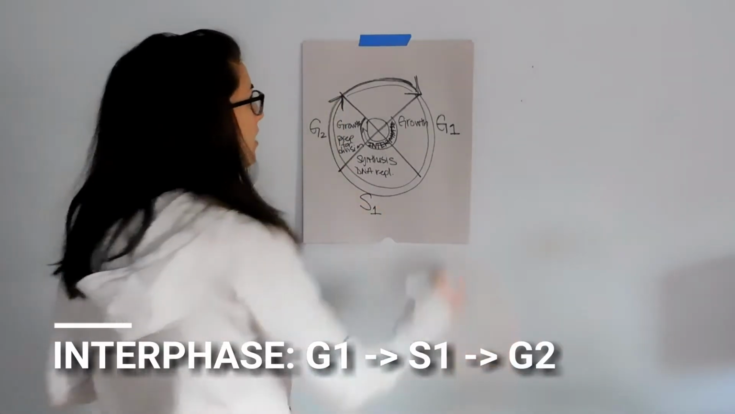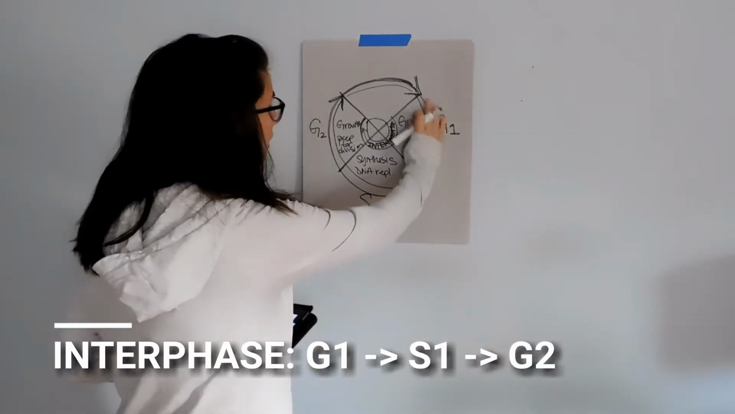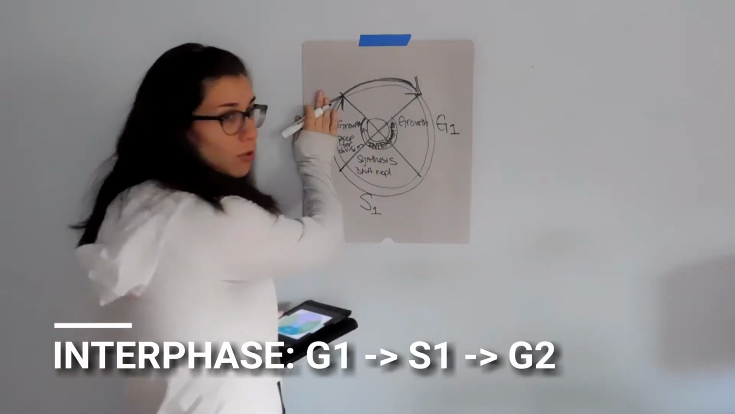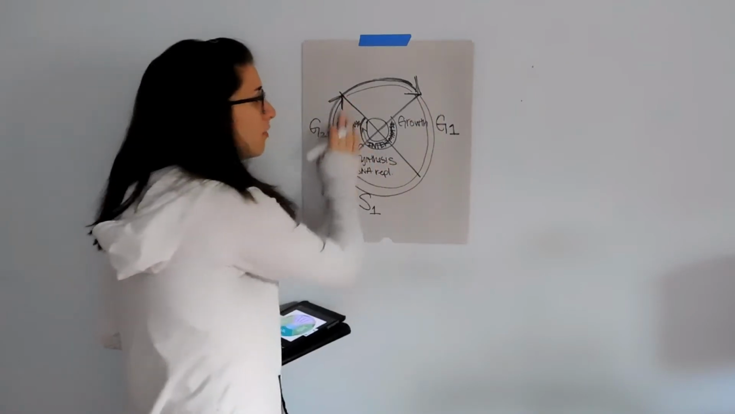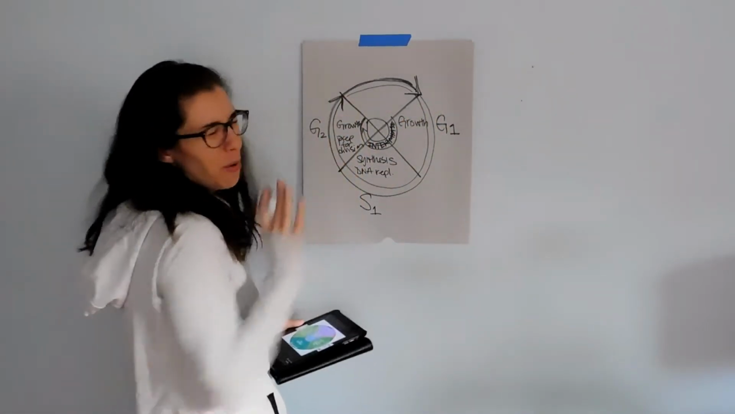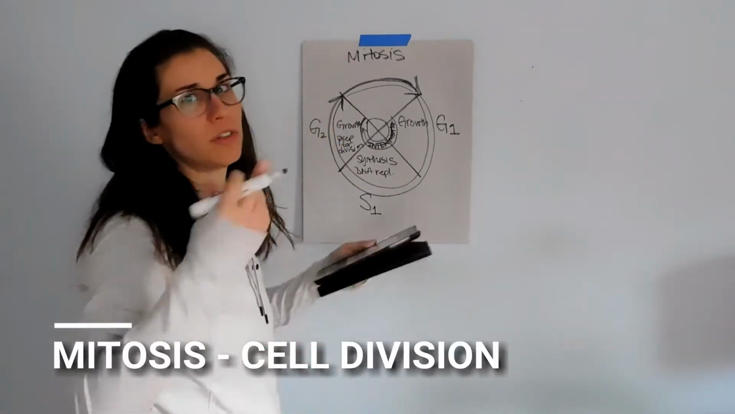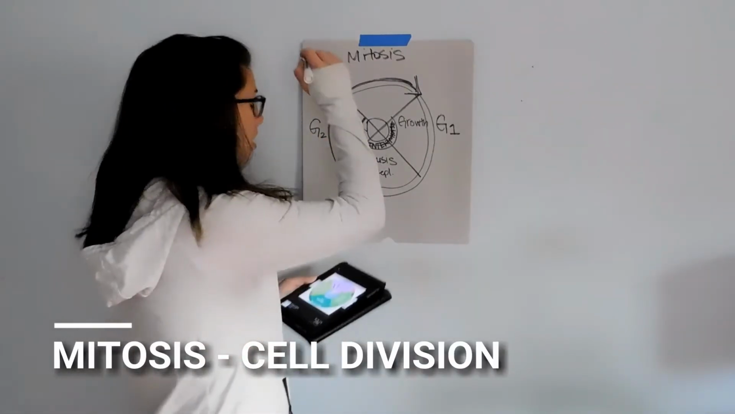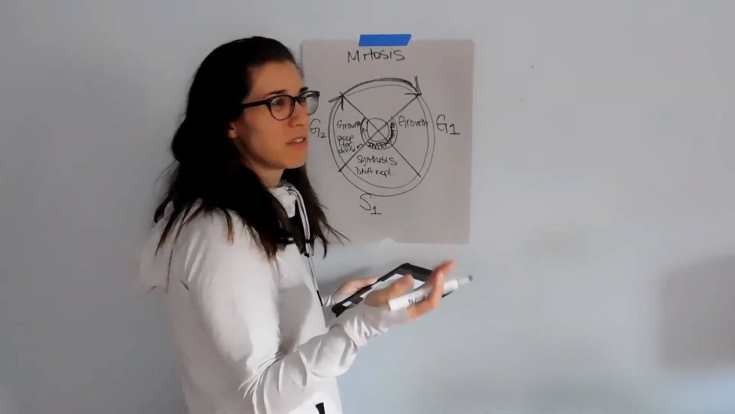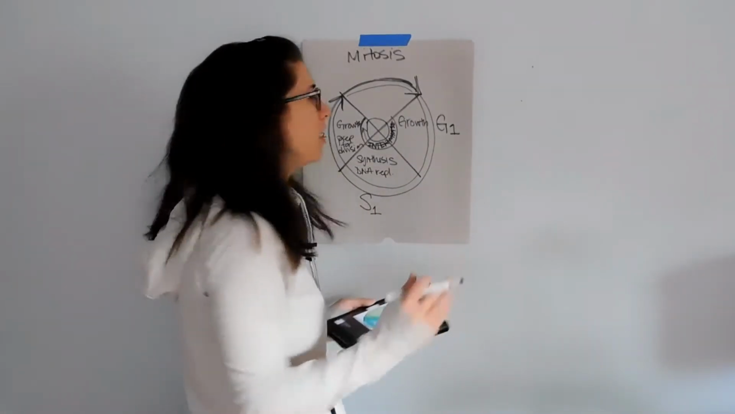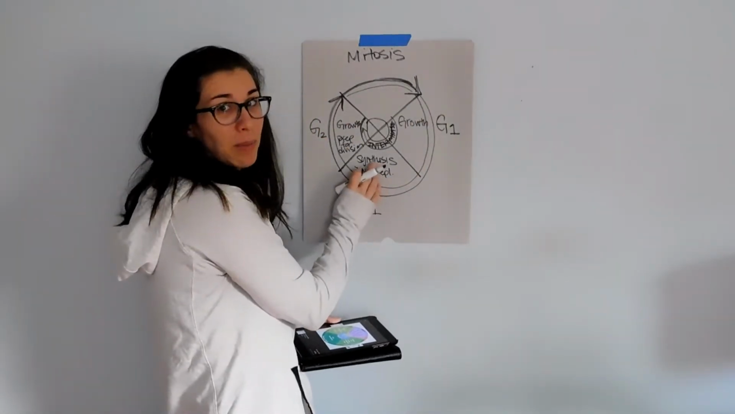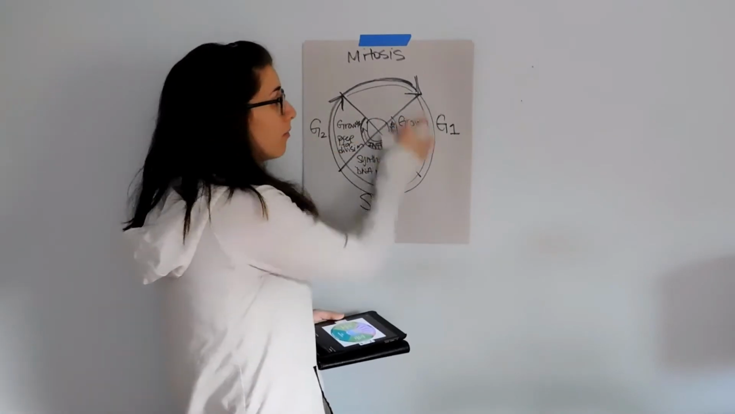So interphase is G1, growth, S1, synthesis, G2, growth. That is our interphase, that is our interim phases. Then we finally get to mitosis, the actual division of the cells. And there are 5 steps. We won't go into mitosis. We don't need to do that. We just need to know this phase because DNA replication, that's actually very important right now.